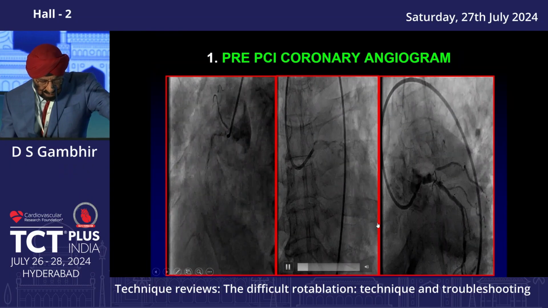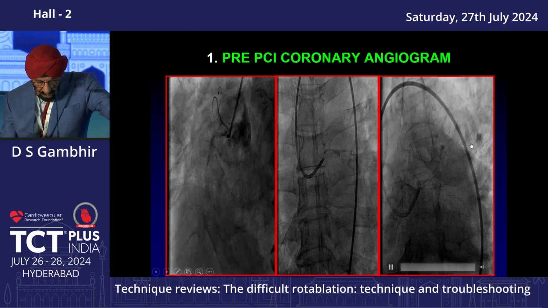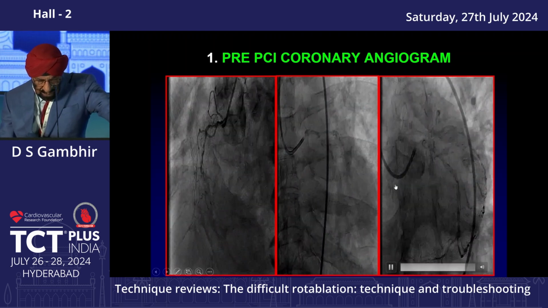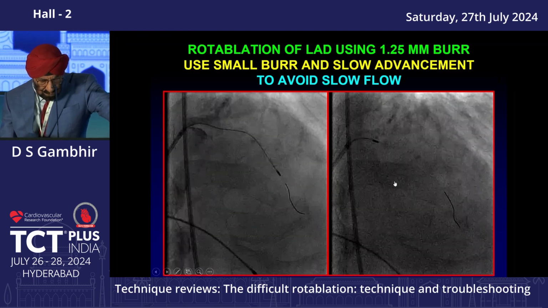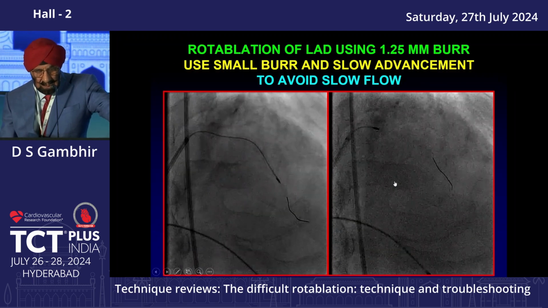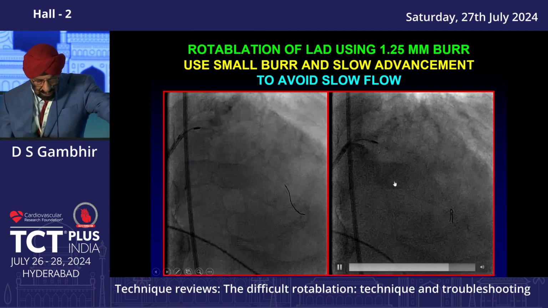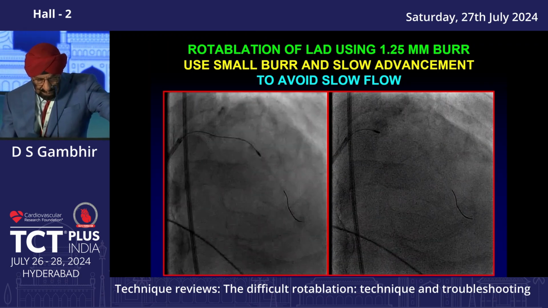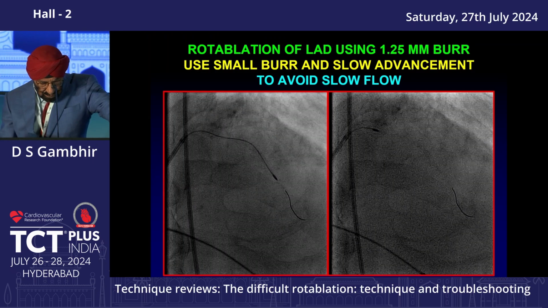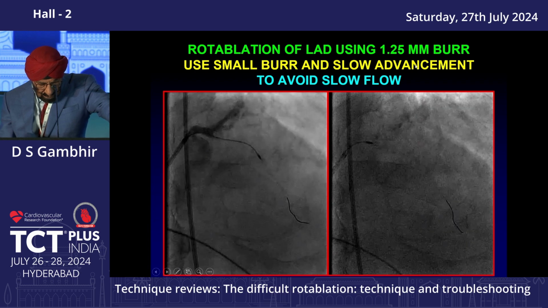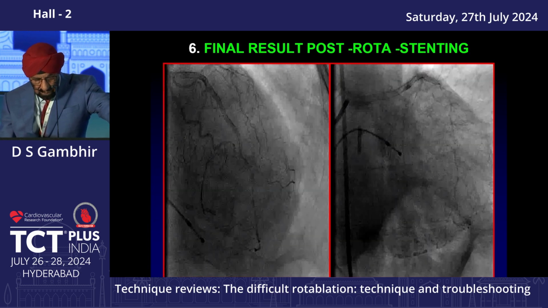Last two cases. This is an acute STEMI, which I showed you. This patient had a totally occluded LAD, but all the vessels are diseased, highly calcified. So we did a thrombosuction, and after thrombosuction, we found that it's a highly calcified vessel with TIMI 1 flow. The patient was still hypotensive. So we did a rotablation, just with a 1.25 millimeter burr. And this was the final result.